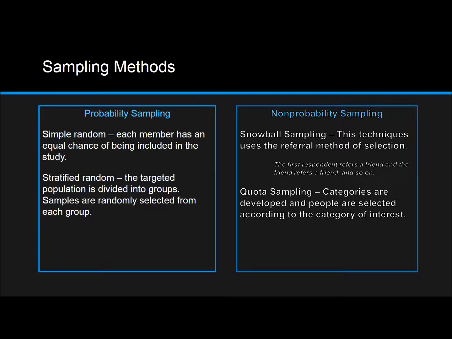Now, just for comparison's sake, non-probability sampling includes snowball sampling, which works mostly on a referral basis. The first respondent refers a friend, and that friend refers a friend, and so on and so forth. Or quota sampling, where you have categories divided. People are selected according to the category of interest. Some may be interested in being in the category for age or gender or whether or not they're Christians, and so on and so forth.